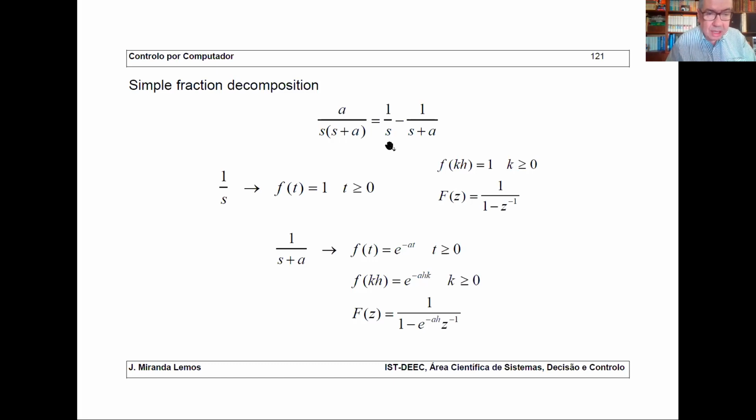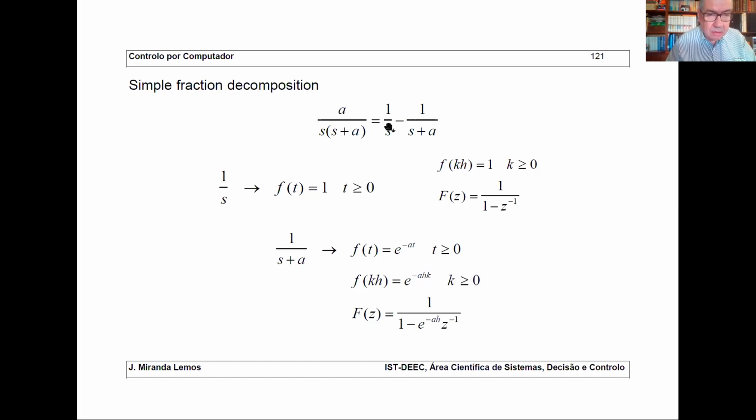So you have to compute the inverse Laplace transform of 1 over S, which is always 1 for T bigger than 0, okay? So we know that the Laplace transform of 1 in time is 1 over S. It's going from the right to the left. And then the inverse Laplace transform of 1 divided by S plus A is what? It is the exponential of minus AT. Okay? And now you are going to do T equal to KH and take the Z transform.